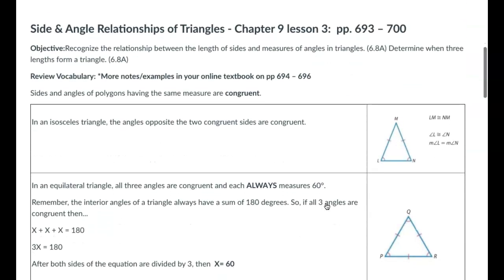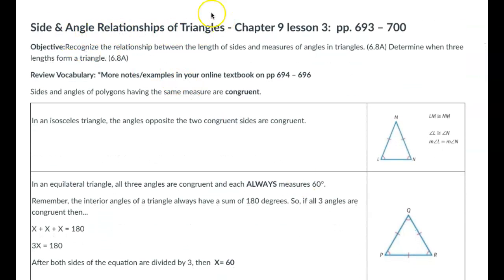Okay. Today we're focusing on the side and angle relationships of triangles to help us understand how to solve other algebraic equations. This is chapter 9, lesson 3. So please have your textbook open to page 693 for further support. That's the beginning of the chapter, so obviously that's the introduction. You'll flip to the subsequent pages to see more information, but here's the gist of it.